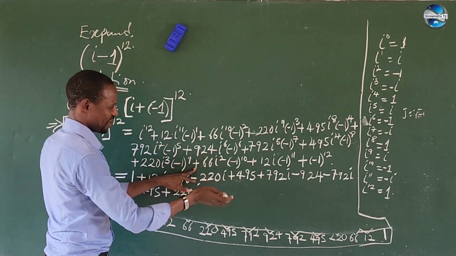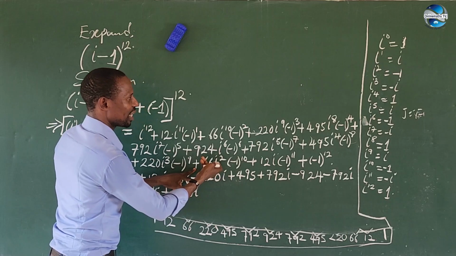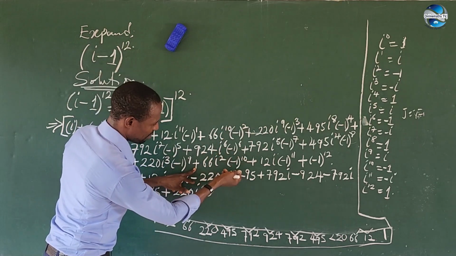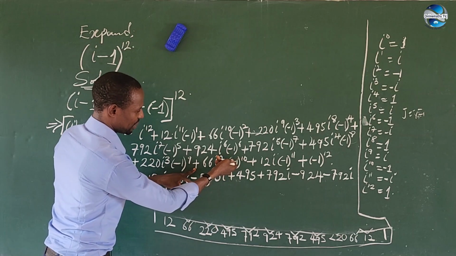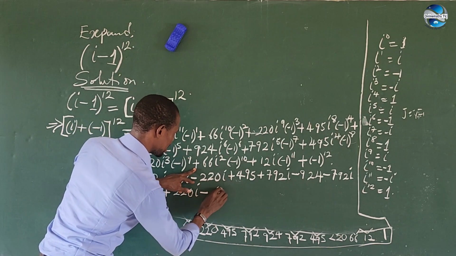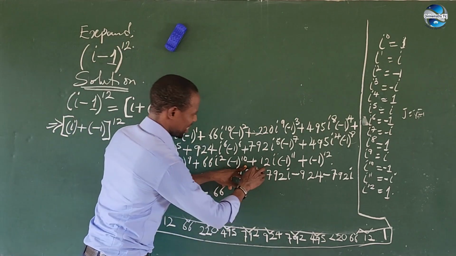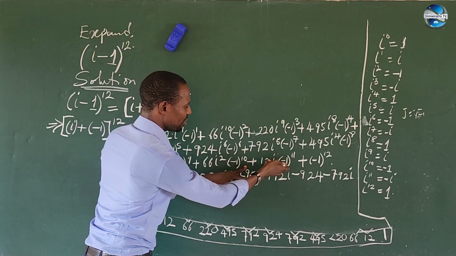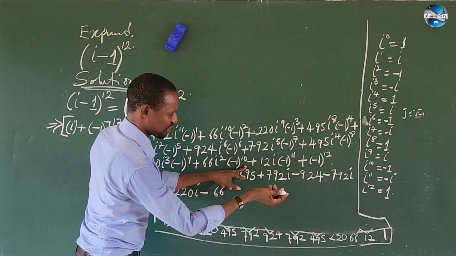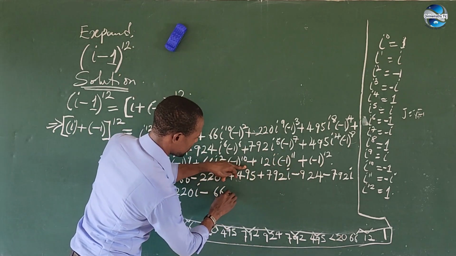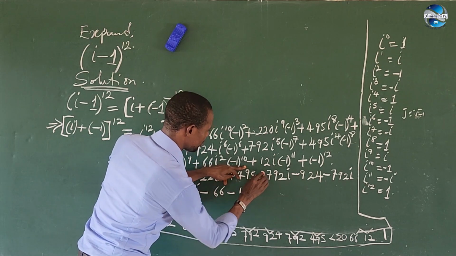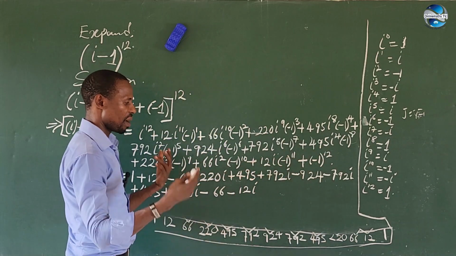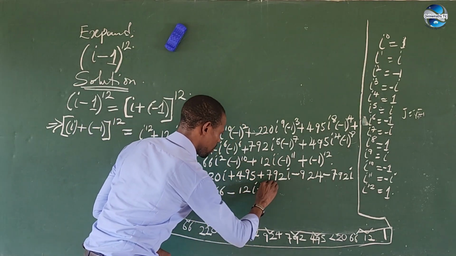We come to this one. We are almost there. Here we have iota to the power of 2. What do we have there? Minus 1. Then if we have minus 1, this will give us positive, right? So this will give us minus 66. All right. Then we come to this, iota to the power of 1 will give us iota. The minus 1 to the power of 11 will give us minus. Right? So from here, we're going to have this to be minus 12 iota. Then the last one, minus 1 to the power of 12 will give us positive 1. So we have here plus 1.